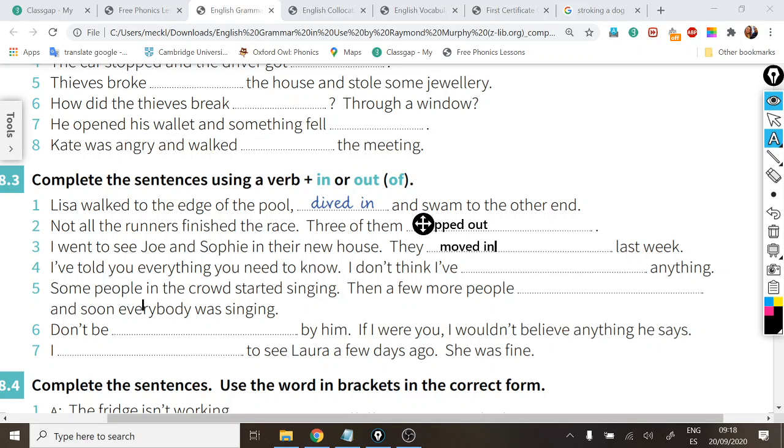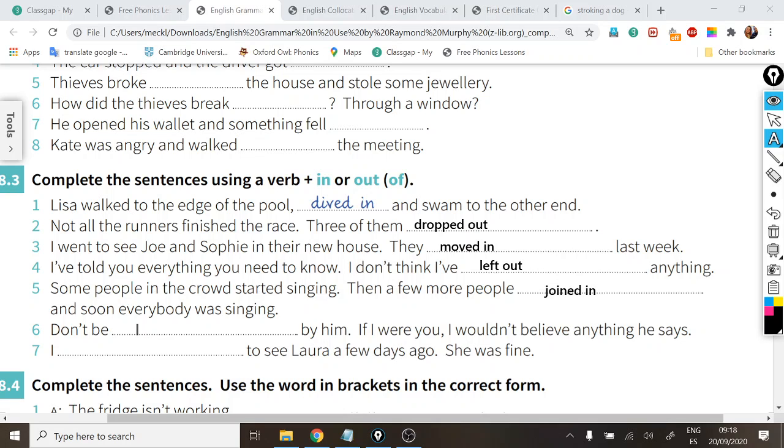Number 4. I told you everything you need to know. I don't think I've left out anything. So that means to exclude, okay, not to include. Yeah. So number 5. Some people in the crowd started singing. Then a few more people joined in, participated, and soon everybody was singing.